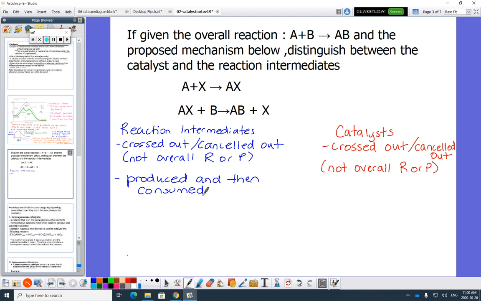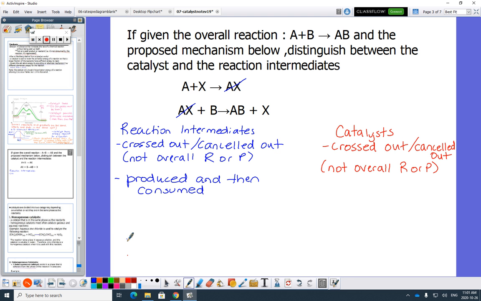And there's a variety of ways we can ask you this question. So here it says, if given the overall reaction. So it tells you A plus B makes AB as our reaction. So then you know there's no X's, so we're going to get rid of those substances. Anything with an X, right? So we're going to look, I'm going to use my blue, look for substances that are produced and then consumed. So AX is produced in step 1 and then consumed in step 2. So in Hess's law or whatever, here it's a product, here it's a reactant. You would have crossed it out.